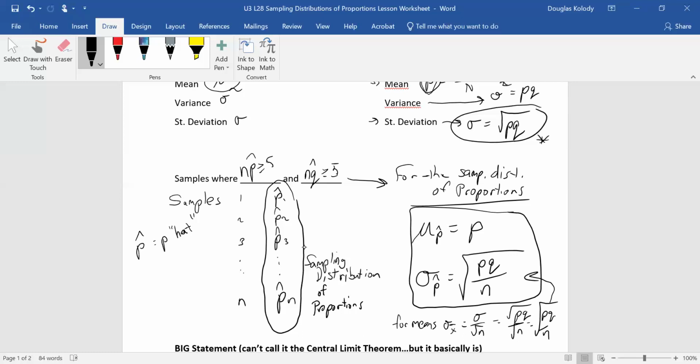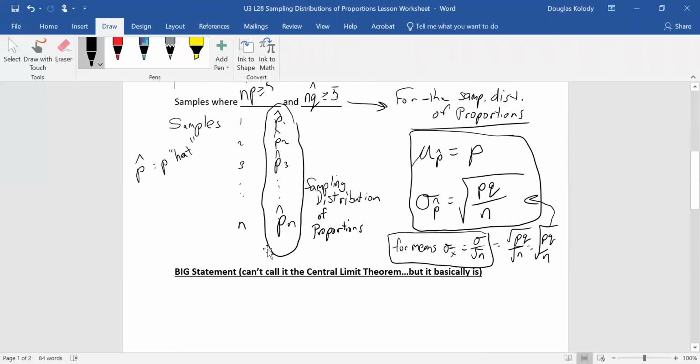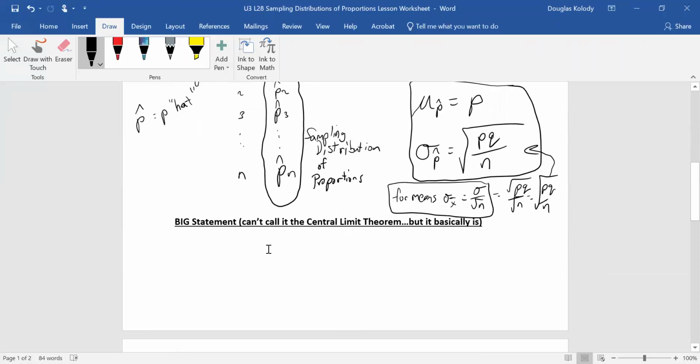This is built off of the sampling distribution of means, and I am simply converting these formulas to proportions for you. Okay, so for means, this was what it was, and then we're just using the proportion knowledge. I boxed that on purpose. Next we're going to go over the big statement, and then I'm going to do one example, and then that's it. I can't call this statement the central limit theorem because we're dealing with proportions here. The central limit theorem only deals with sampling distributions of means, but I might as well call it the central limit theorem.